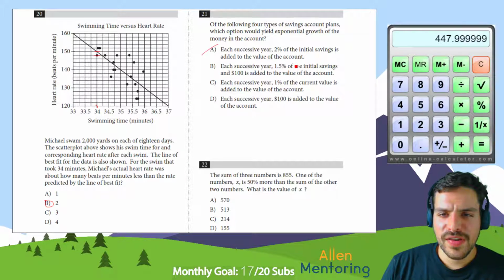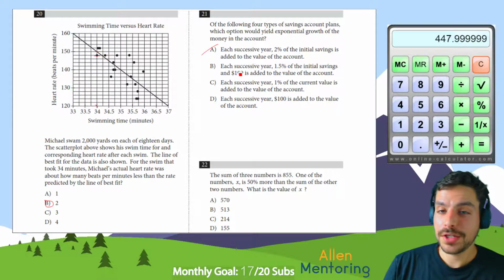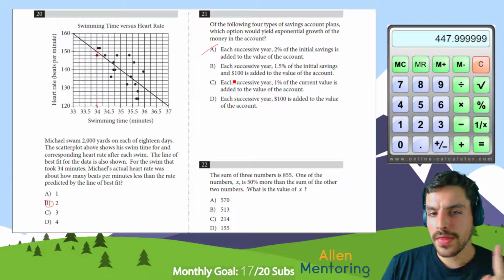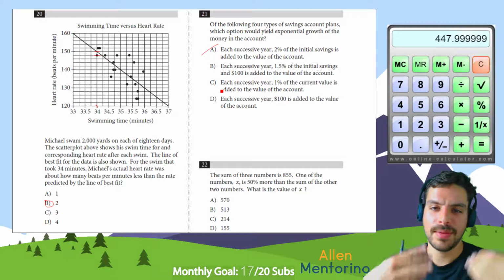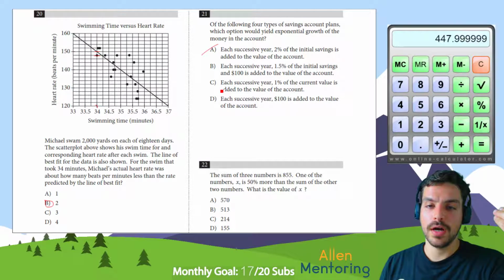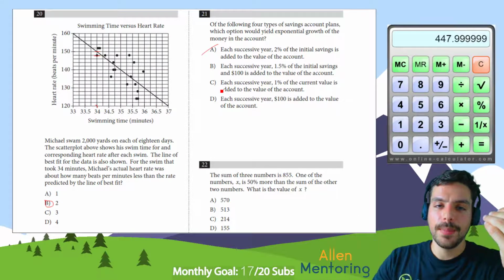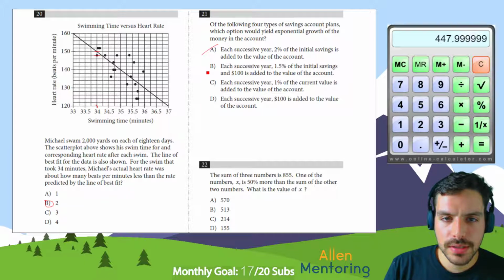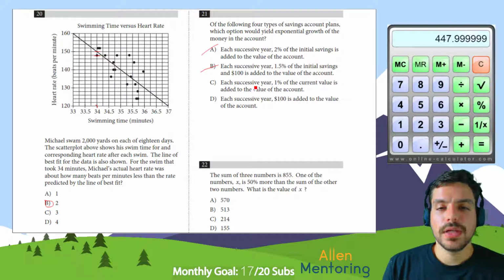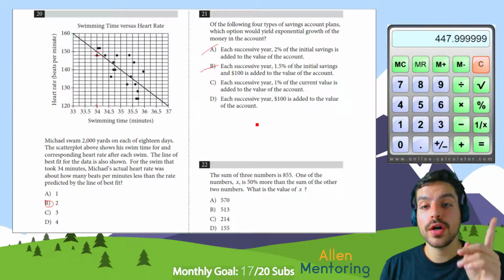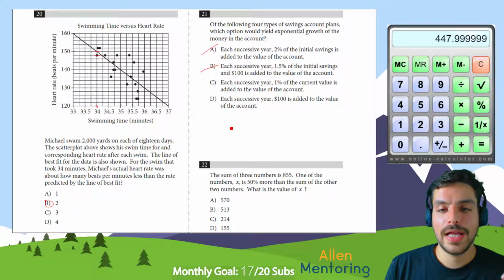Each successive year, 1.5% of initial savings and $100 is added. Again, this is not exponential because you're adding the same amount every time. It's 1.5% of the $20 plus $100. So that's not exponential. Each successive year, 1% of the current value is added to the value of the account.